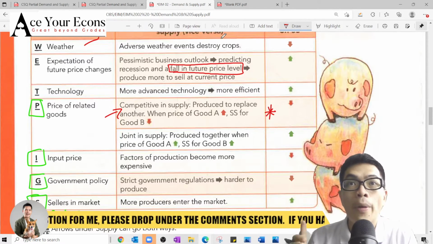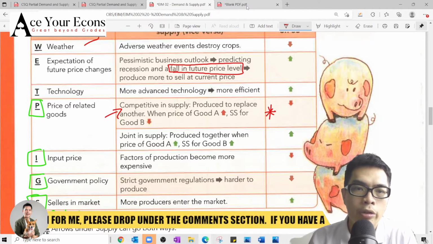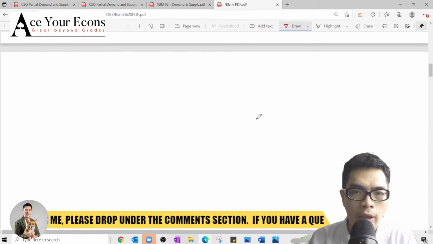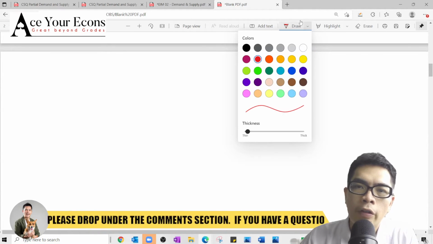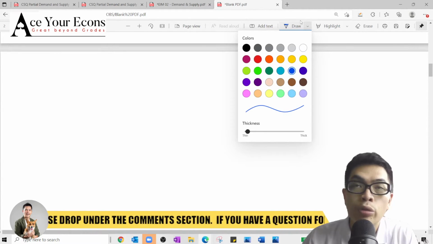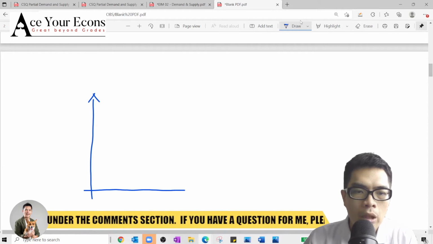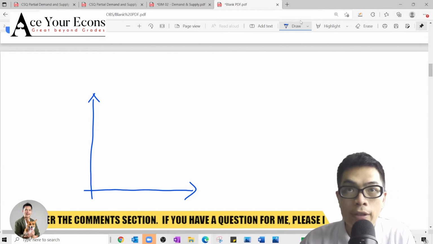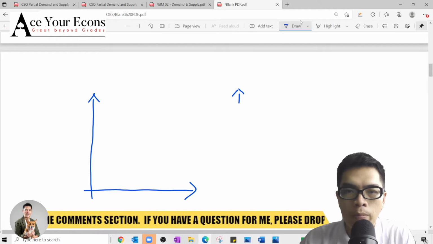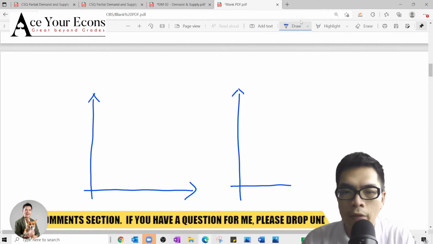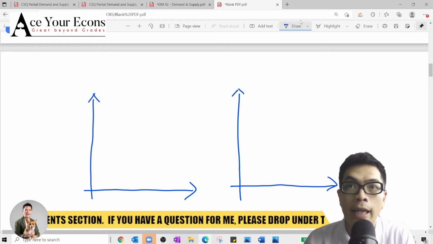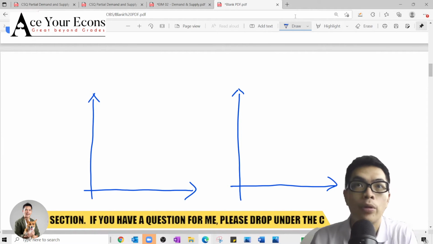So what do we mean by competitive supply? I'm going to show you. You can join me in drawing it. First of all, we need to deduce two goods that are competitive in supply. If you don't understand what is competitive supply, then you probably want to come up with two sets of goods that share the same factor resource to produce.